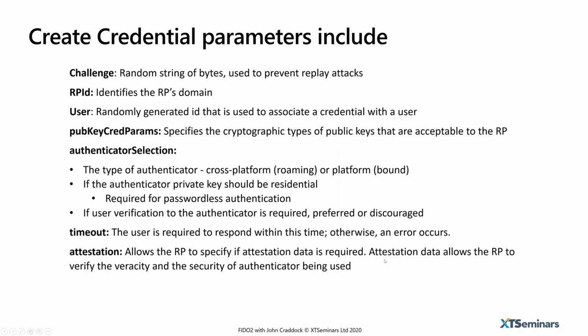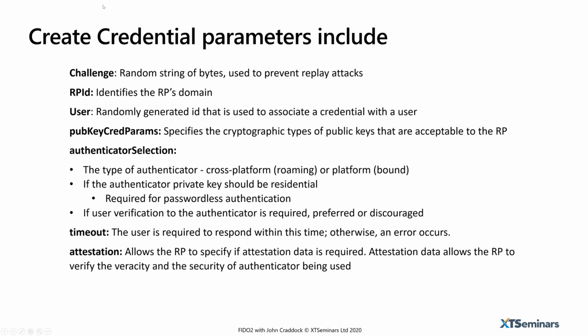The one very, very important thing that the relying party will do is send a relying party identifier. And that will be in the form of, let's say, a domain name. So let's say I'm using xtshub.com. I will send that as a relying party identifier. We then send information about the user. This is a randomly generated ID, and it's just going to be used for associating the credential with a particular user. We'll then specify the public key parameters, the type of crypto public keys that are acceptable to the relying party.